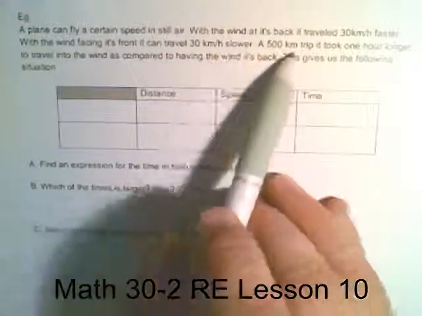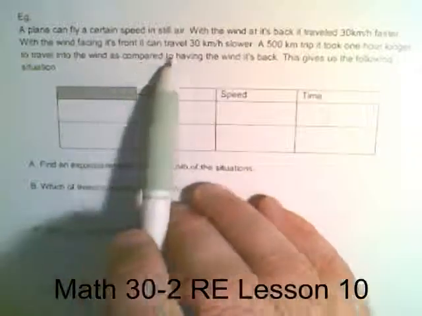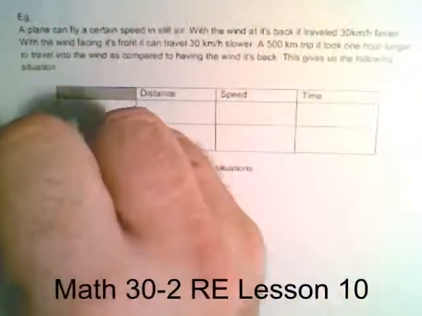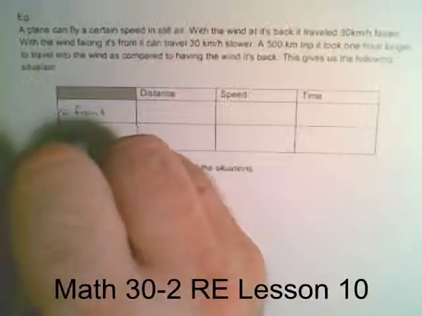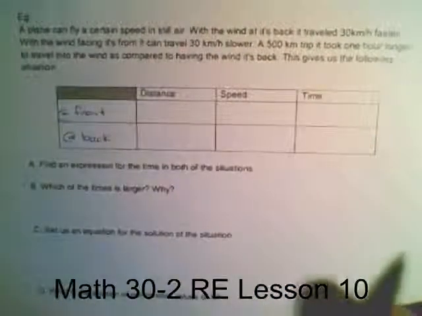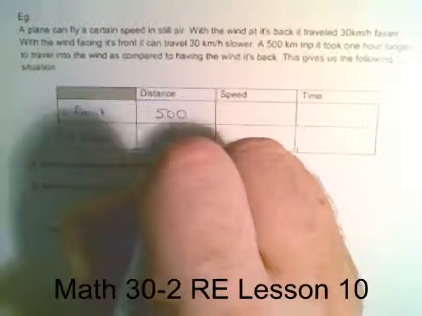If I look at this one, a plane can fly at a certain speed in still air. With the wind at its back, it traveled 30 kilometers per hour faster. With the wind at its front, it travels 30 kilometers per hour slower. A 500-kilometer trip took 1 hour longer to travel into the wind compared with having the wind at its back. So with the wind at its front and the wind at its back.